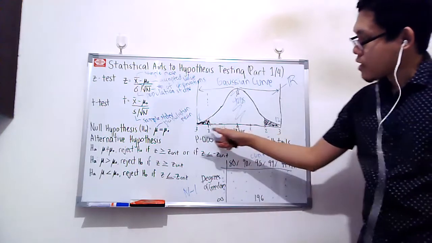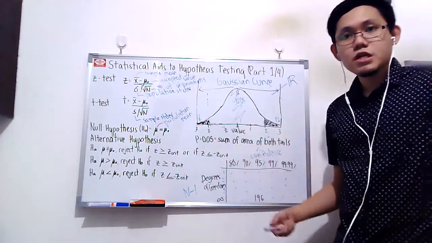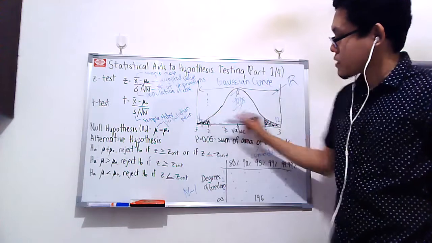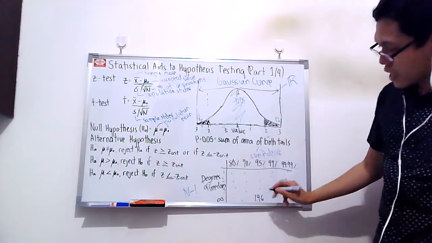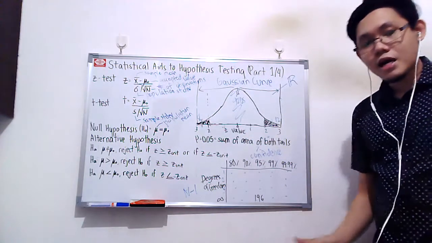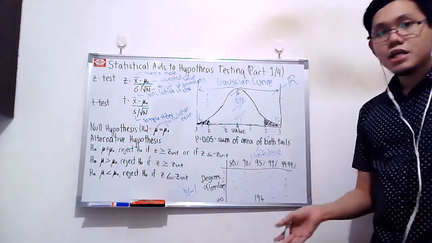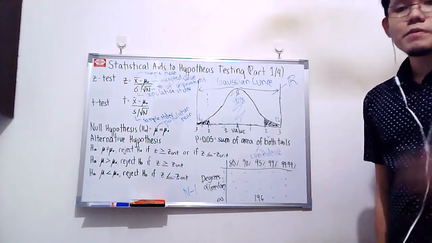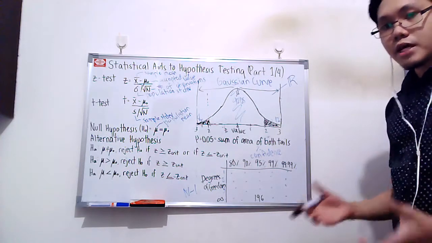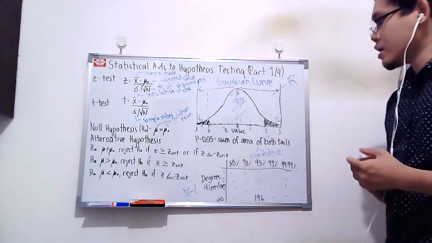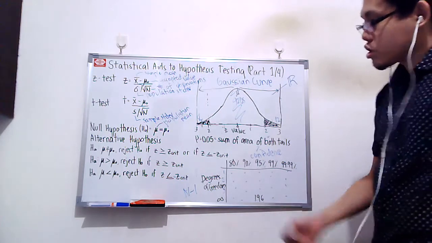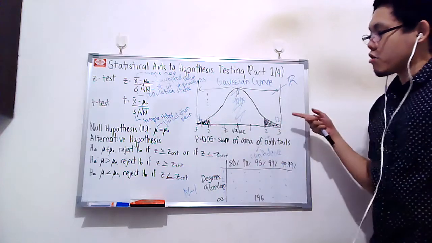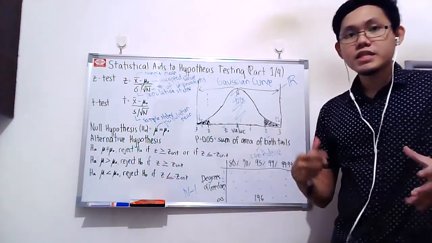So kapag halimbawa, nasa 99% confidence interval ka na, mas liliit pa yung region na masasakop. So depende yon dun sa makikita mong value dun sa T table. So yun yung graphical representation ng acceptance or rejection ng values. So itong pinakita ko po na example is an example of two-tailed t-test.